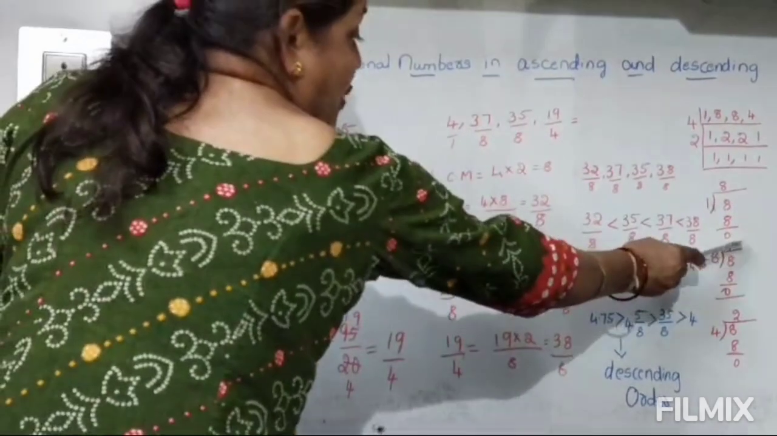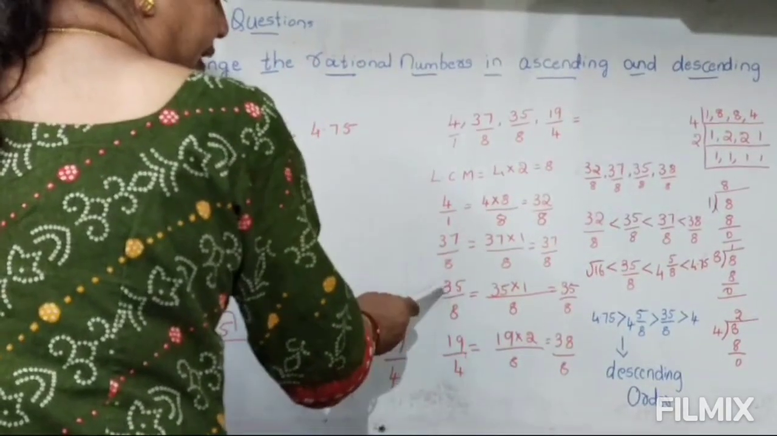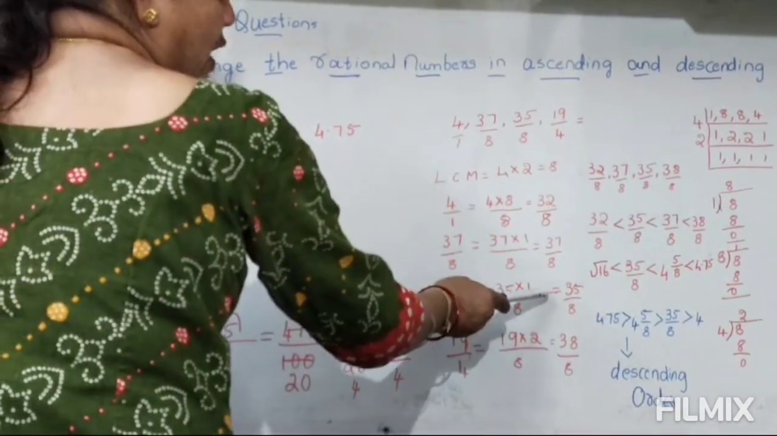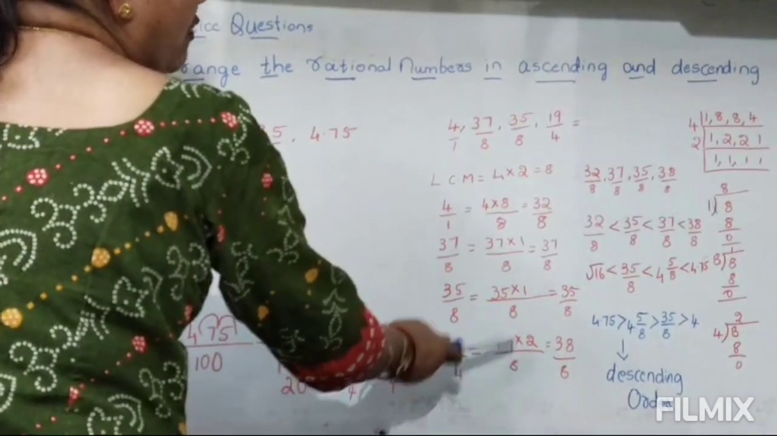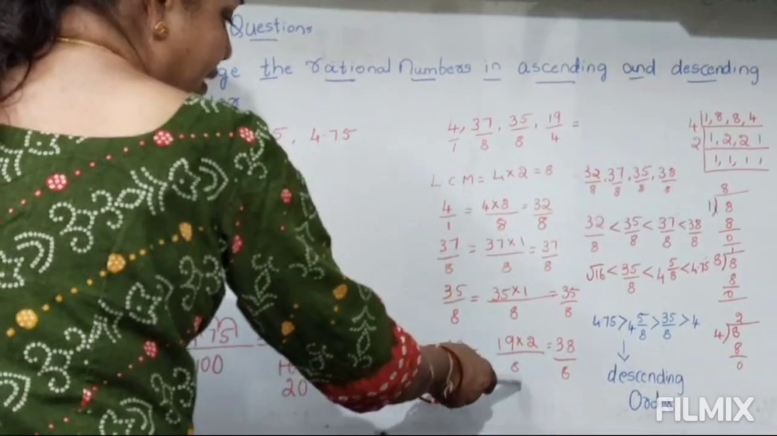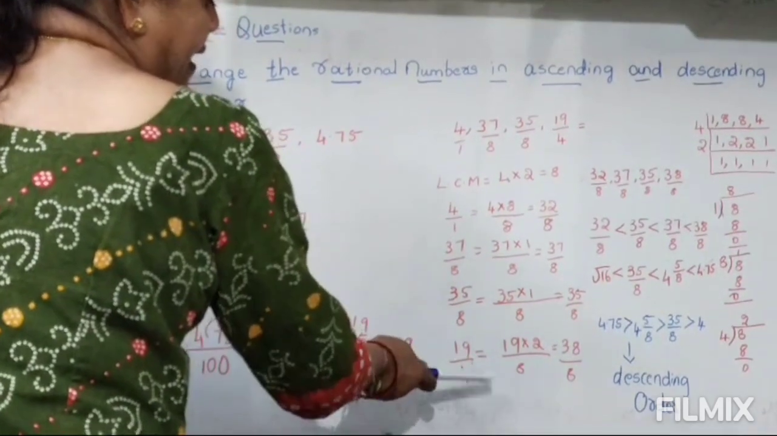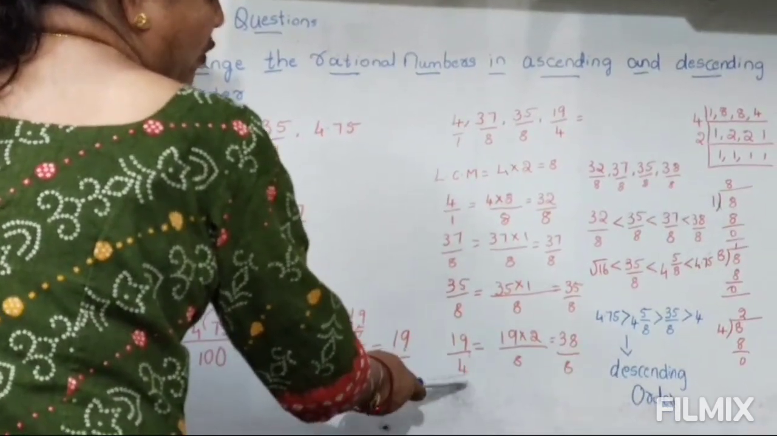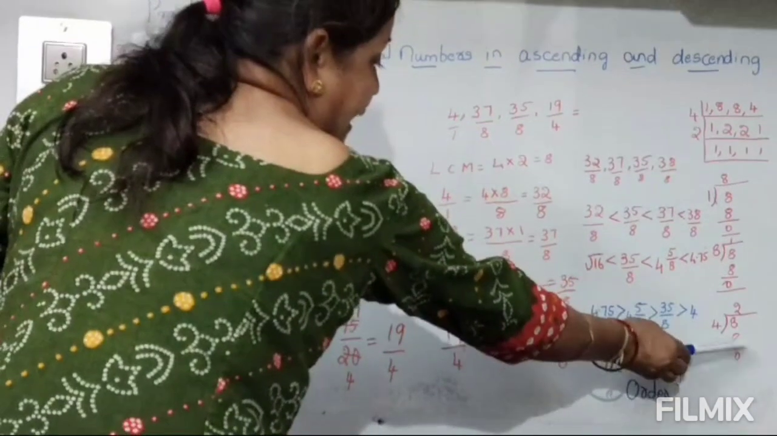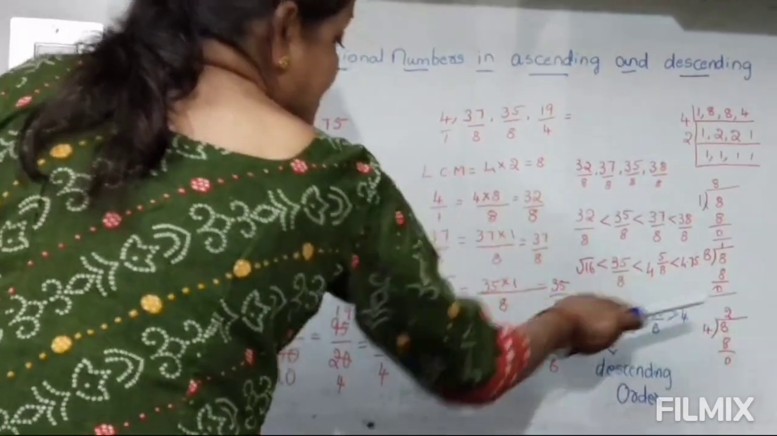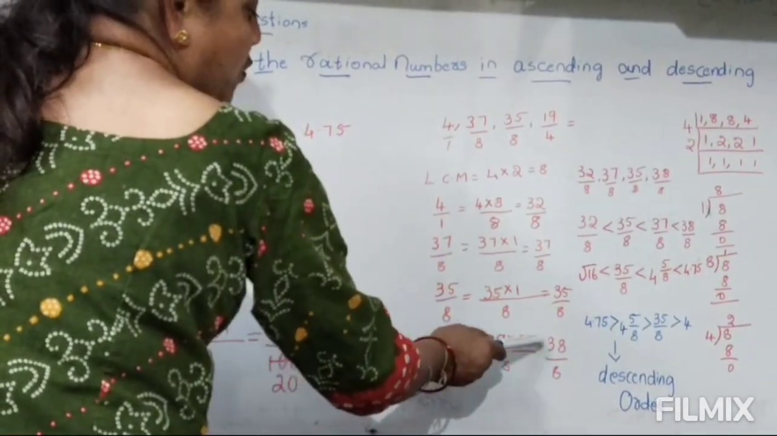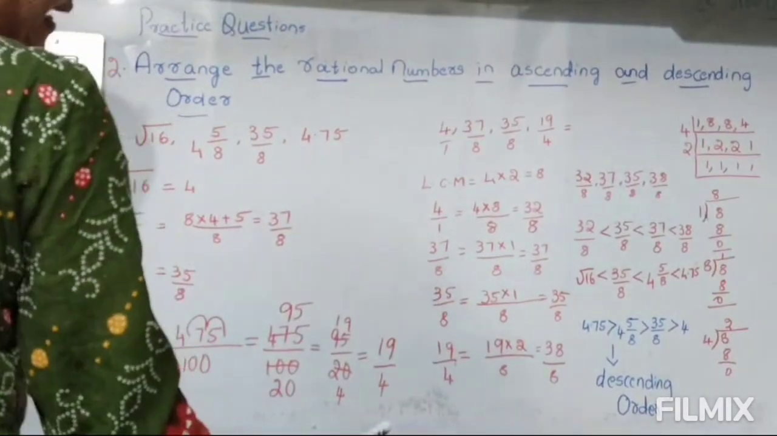35 by 8. Similarly, 8 ones are 8. So that 35 should be multiplied by 1. You will get 35 by 8. 19 by 4. Okay. That 8 should be in the denominator. It should be divided by this 4. So 4 2s are 8, 0. Therefore 19 should be multiplied by this 2. 19 2s are 38 by 8.